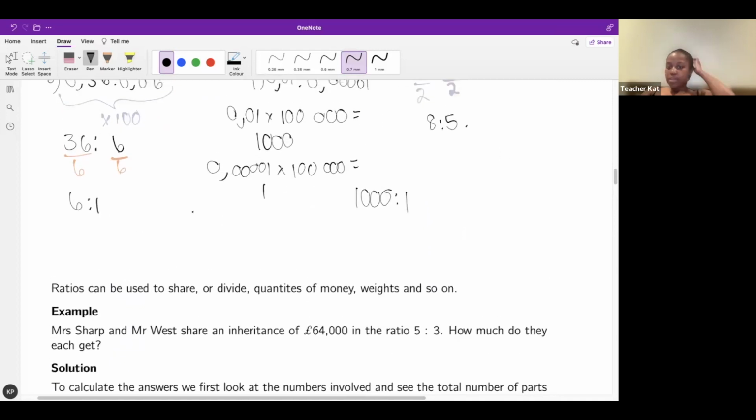Now we're going to do something different. Now we're going to share in a ratio. So what this means is we get given a ratio, we get given another quantity, and we have to divide this quantity using our ratio.